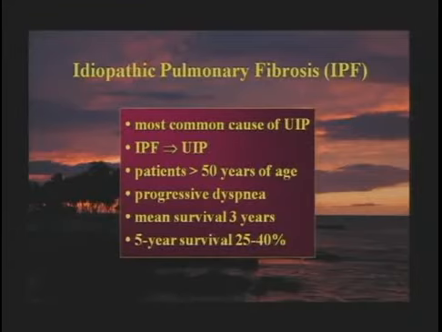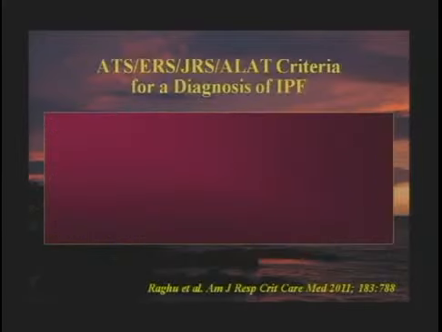Now let's talk about IPF. It's a very common disease, and it's the most common cause of UIP. If you have IPF, then your histology must be UIP. Patients are usually older than 50 at diagnosis. They have progressive dyspnea. Mean survival is only about 3 years, and 5-year survival is 25 to 40%. Having IPF is basically like having lung cancer. It's a disease that is very difficult to treat and not very responsive.